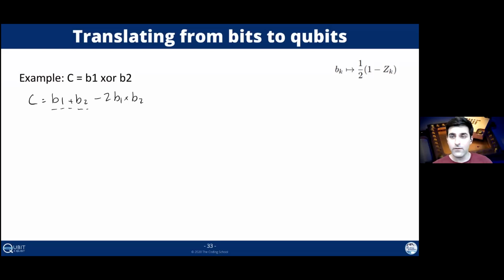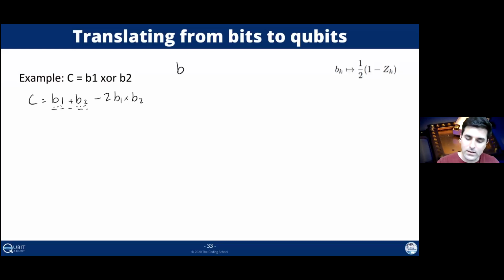And similarly now, if both of them are 1, we expect to get a cost function value of 0. So if both B1 and B2 are 1, we get a 1 for B1 here, a 1 for B2 here, which gives us a value of 2 for the first part. And then B1 times B2 will also be a 1. So minus 2 times that will cancel out the first part of the cost function that I wrote down, and we'll get a value of 0 for the cost function. So this mapping works. The point that I was trying to make is that this mapping works.